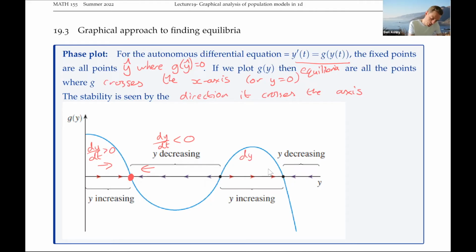This region over here, we've got dy dt is positive. So on the left-hand side, we're moving away from this fixed point, and on the right-hand side, we're moving away from it as well, so it's unstable. And then over here, we've got a similar picture to what we had on the left-hand side of the phase plot, where dy dt is negative, so we're moving towards this fixed point. So we can say that these solid markers here are stable fixed points or equilibria, and the open markers are unstable.